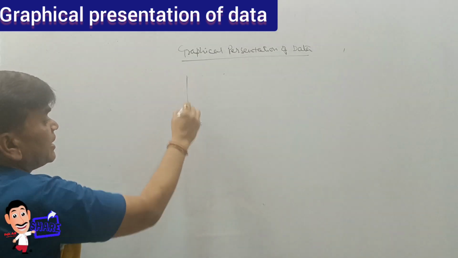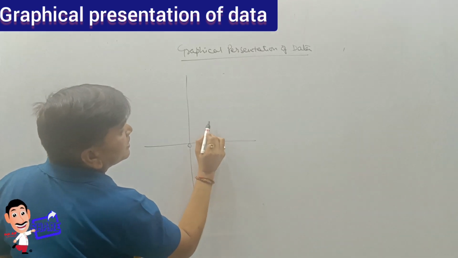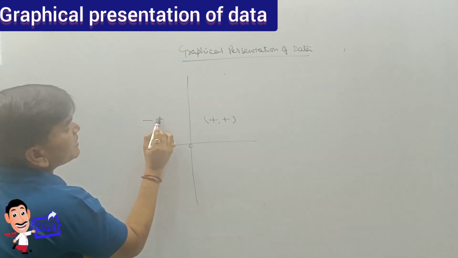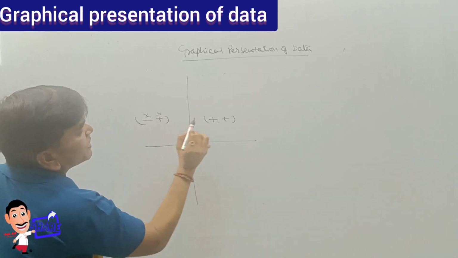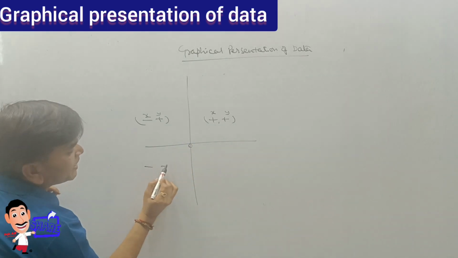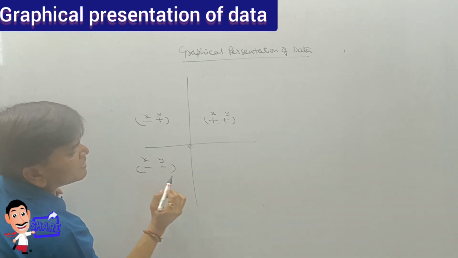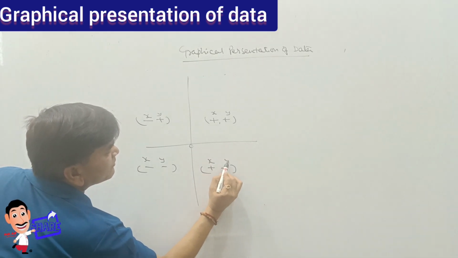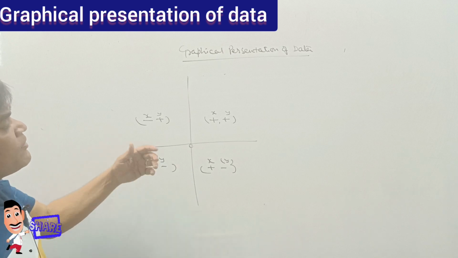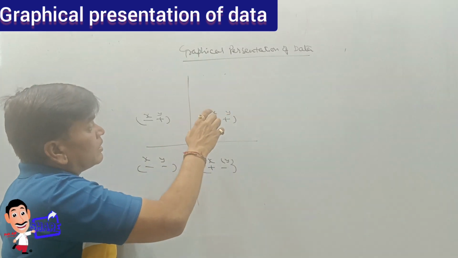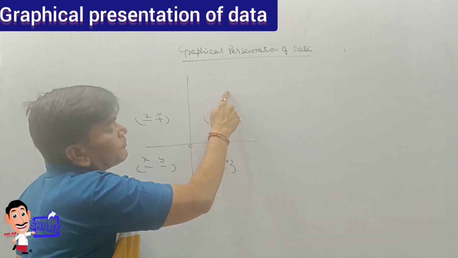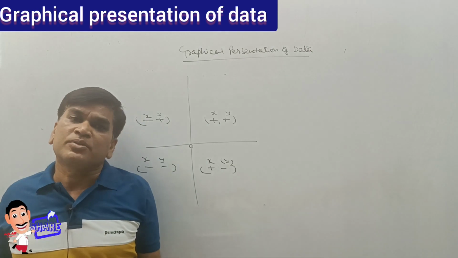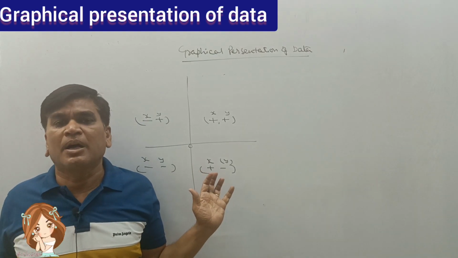As we know, in a graph there is an origin. In the plus-plus region, x is plus and y is plus. In the minus-plus region, x value is minus and y value is plus. Here, x value is minus and y value is also minus. Or here there will be plus and minus, which means x value is plus and y value is minus. So here we can say this is the first quadrant, second quadrant, third quadrant, and fourth quadrant of the graph. So now you may know how to draw the graph.